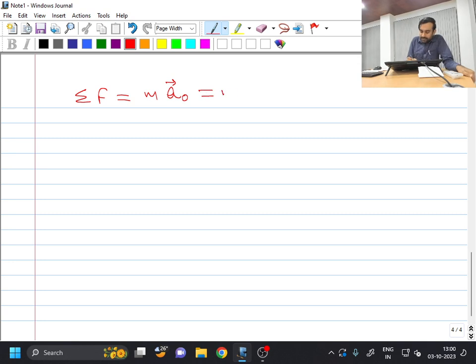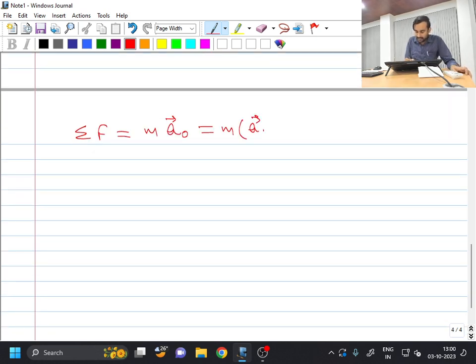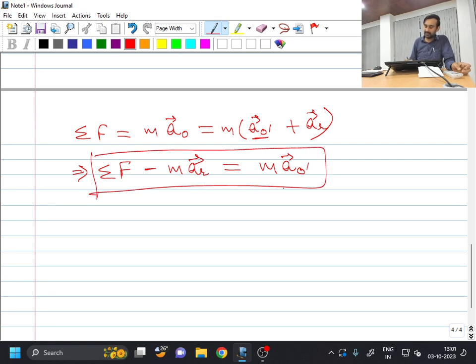Okay, now this particular a naught, from the previous discussion I can replace it with a vector O dash plus d square r t by dt square, which I have given the name as a vector r. Okay, so ultimately I can write it as mass times of a vector O dash plus A vector r. Okay, so ultimately you can see that if I am talking about the Newton's law of motion with reference to the non-inertial frame, then this particular quantity mass times A vector O dash will become nothing but sum of all forces, okay, minus mass times A vector R, and this is equal to nothing but mass times acceleration vector with reference to a non-inertial frame. So this is, I can say, nothing but Newton's law of motion for non-inertial frames.